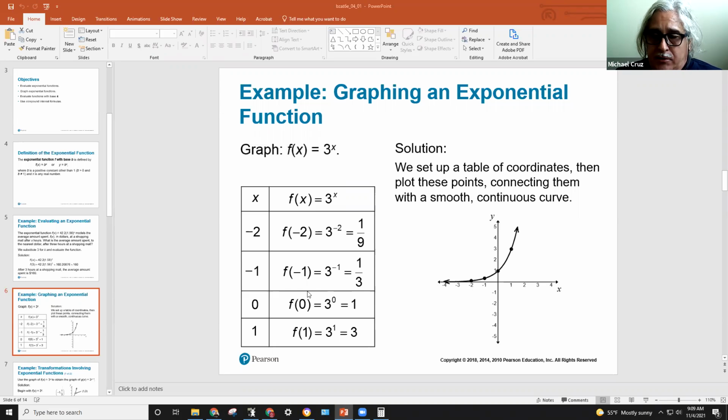Now, all functions, let's go to 0. All exponential functions, if we put in 0 for the exponent, give us a value of 1. So all exponential functions are going to go through that point.